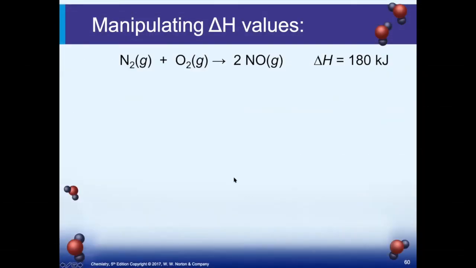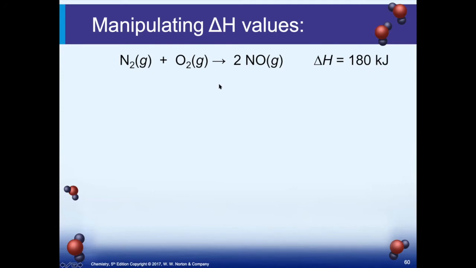All right, so now that one's in the books. Now we want to talk about these enthalpy change values. We can manipulate them, and we want to talk about the rules we have for manipulating them. So let's say that we have this reaction right here. We have nitrogen plus oxygen giving 2 nitrogen monoxide. The delta H of that reaction is positive 180 kilojoules.